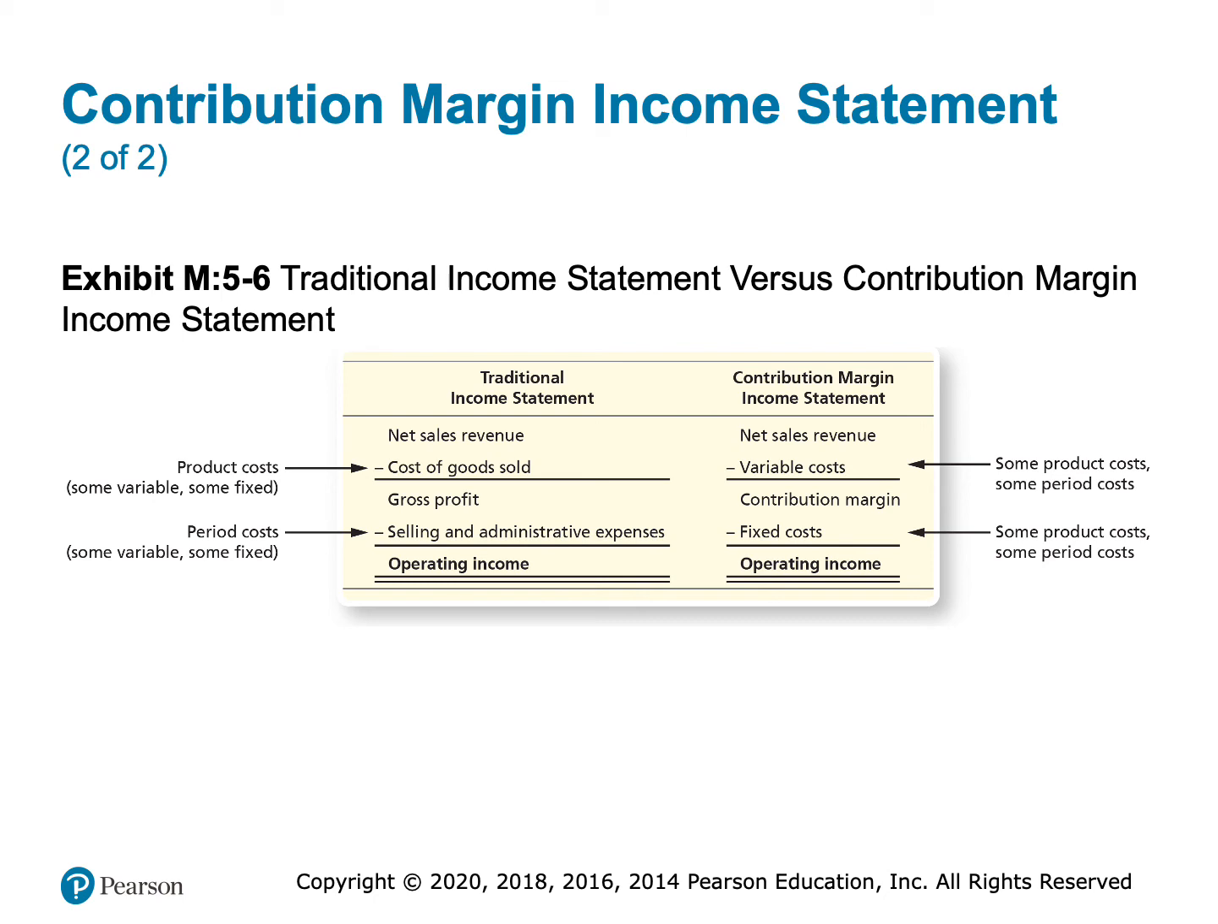So under our traditional income statement, this is what we were just talking about. Cost of goods sold is all of our product costs. Some are variable, some are fixed. Our selling and administrative expenses are all of our period costs. Some are variable, some are fixed.